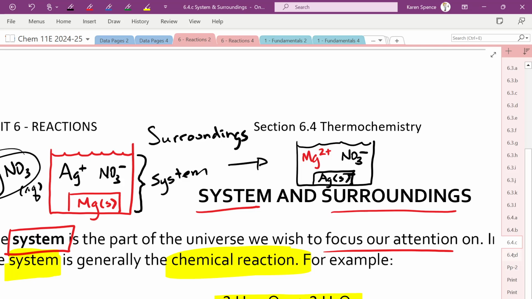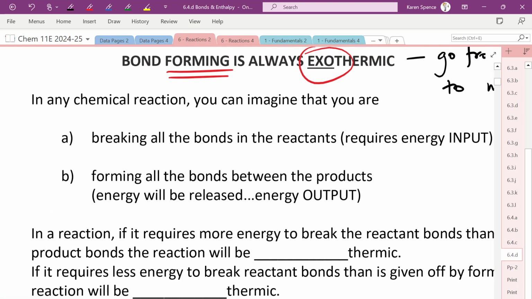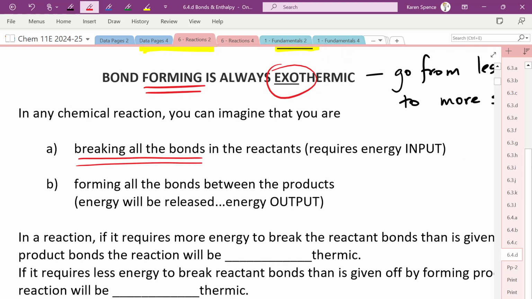Let's go back here because we have pictures. In any chemical reaction, you can imagine we take all the atoms and break all the bonds. This is not exactly how it works, but you can imagine it this way. Do you remember the video we saw right at the beginning of this unit, where all the hydrogen and oxygen atoms had to split apart first before they could form H2O? The explosion? Okay, so all the bonds have to be broken.